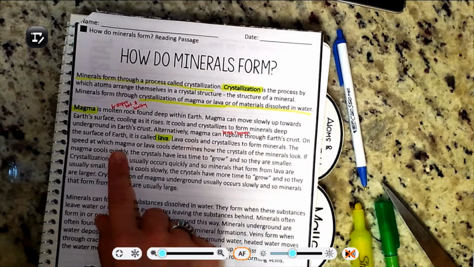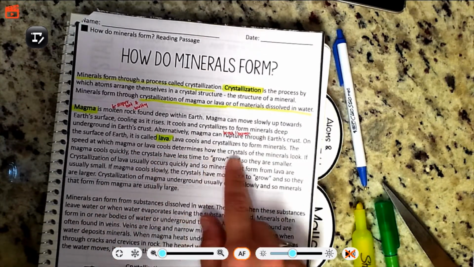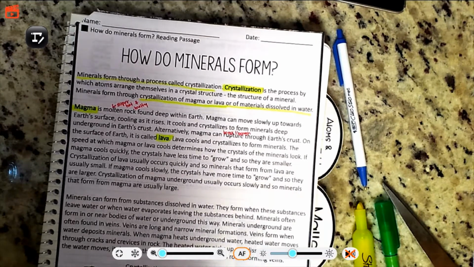The speed at which magma or lava cools determines how the crystals of minerals look. Oh, that seems important.